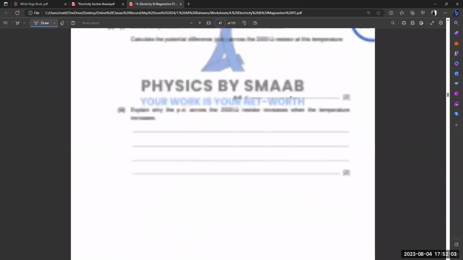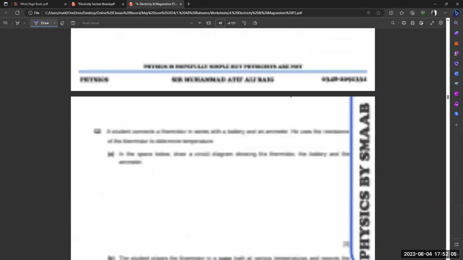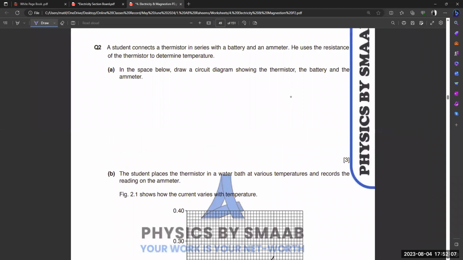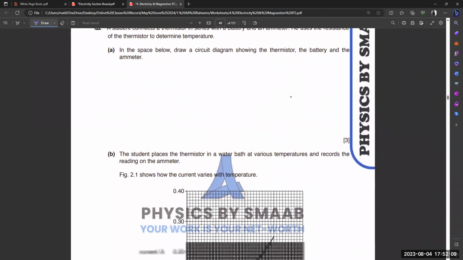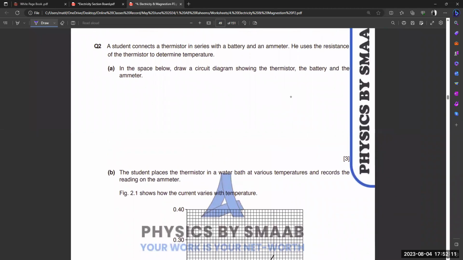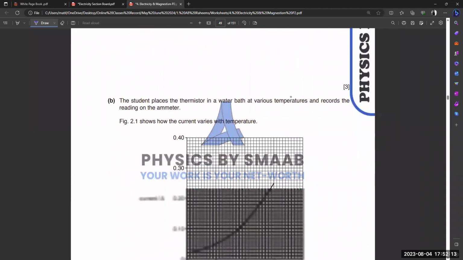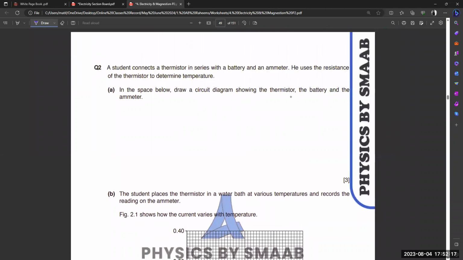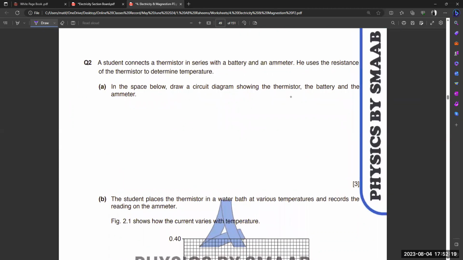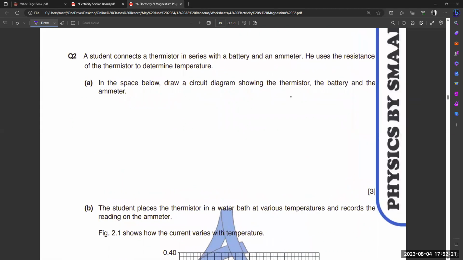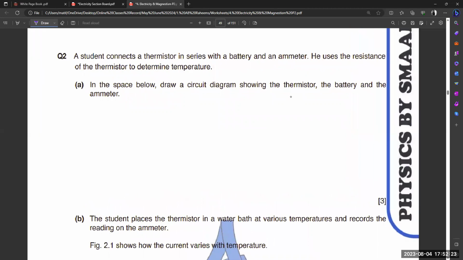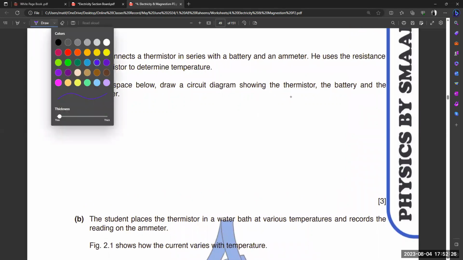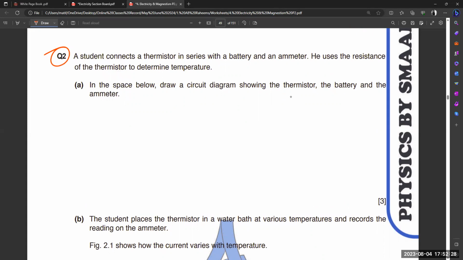Okay, this is also from the next one, thermistor. We also discussed it, right? Yes. Because in the topic of non-ohmic conductors, it means that we're able to solve this question also. Let's try to solve this one.